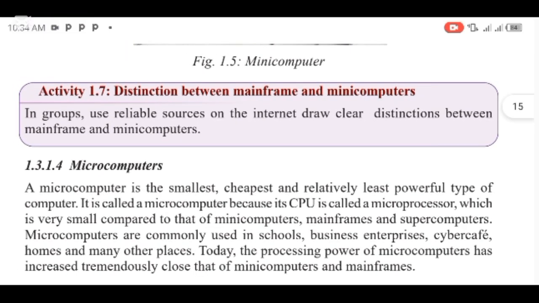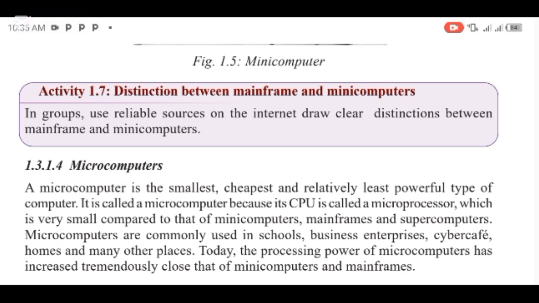Next is microcomputers. The microcomputer is the fourth one, and this is the computer used today. It is the smallest, cheapest, and relatively least powerful type of computer. It is called a microcomputer because its CPU is called a microprocessor. Today's computers, what we are using now, are called microcomputers. As you know, today's computer is small and has a CPU called a microprocessor. These computers are used in cybersecurity, business enterprises, and many other functions.